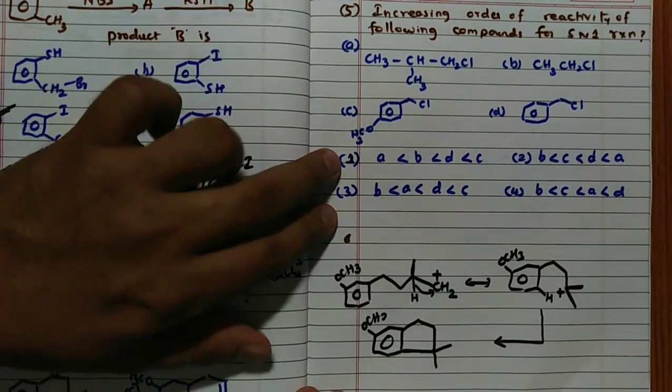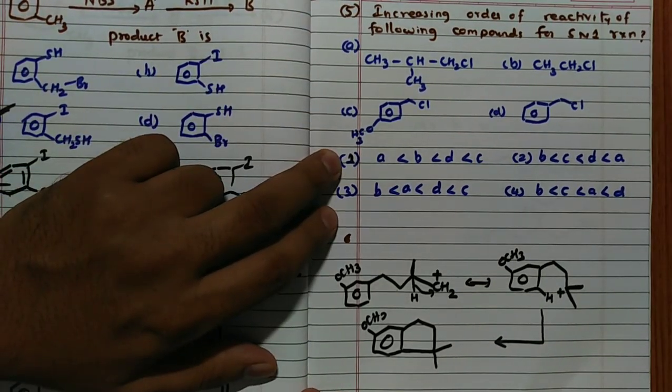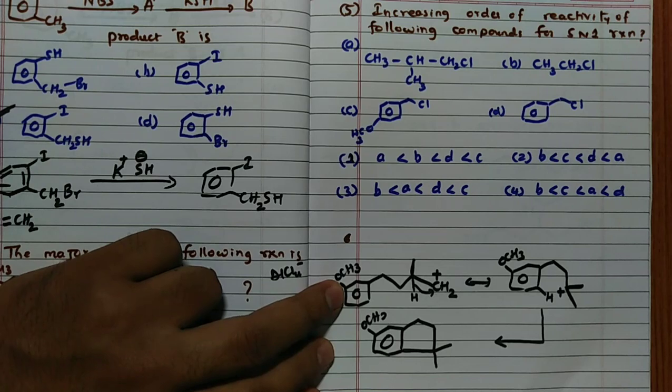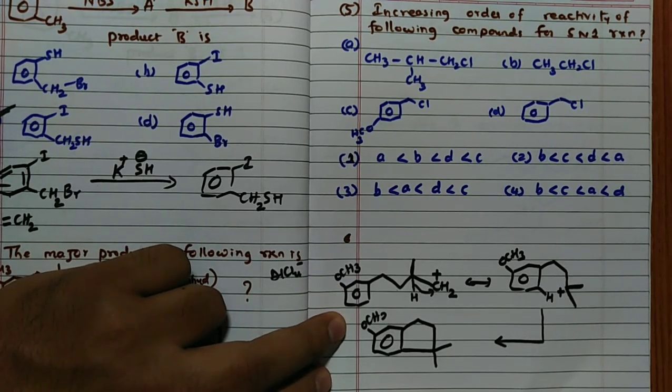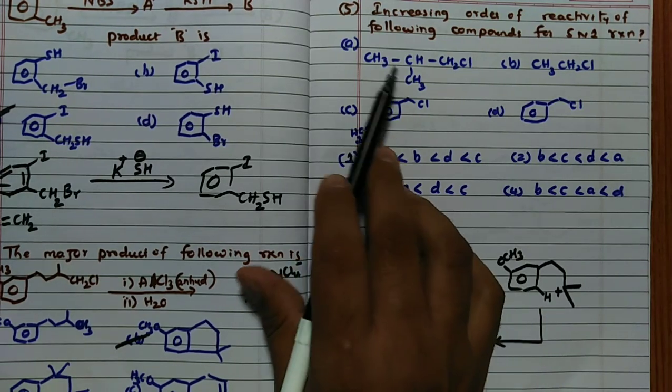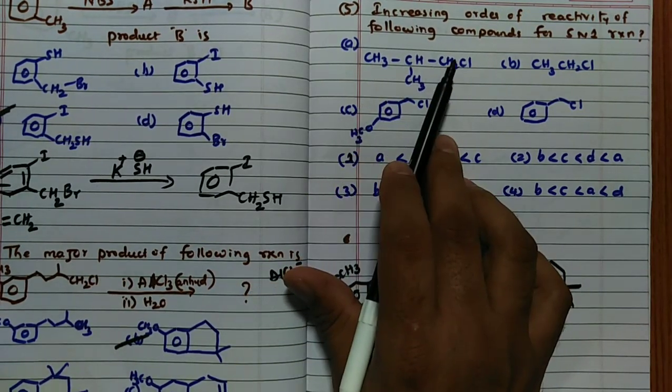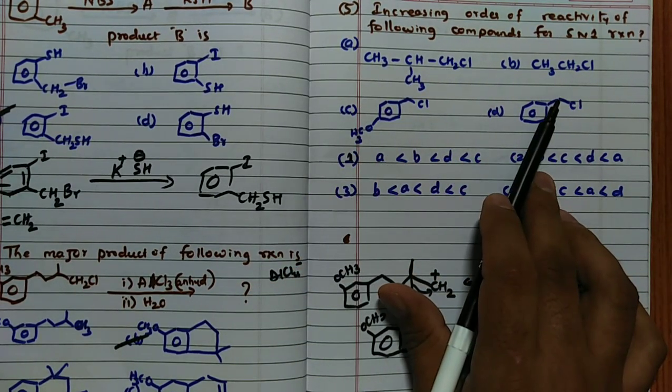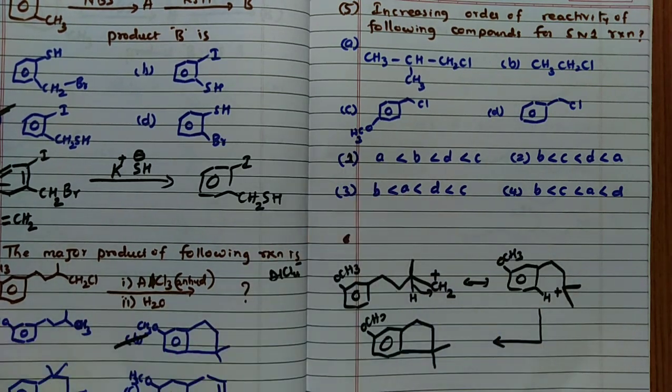Now, the increasing order of reactivity of the following compounds for SN1 reaction. SN1 reaction means a two-step reaction, correct? So in the reactants you can see here, CH3CHCH3CH2Cl is given, primary. Here it is primary, here it is also primary, here it is also primary, no doubt. But carbocation stability is very important.